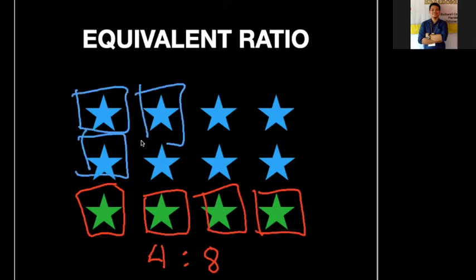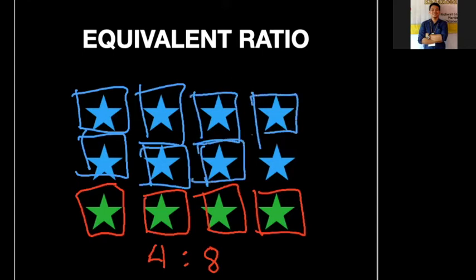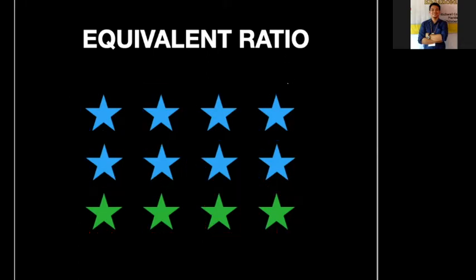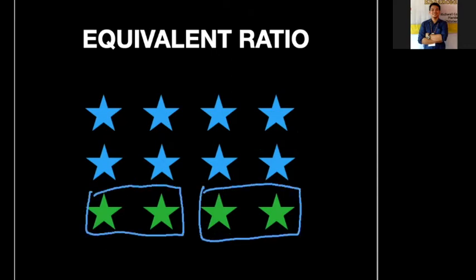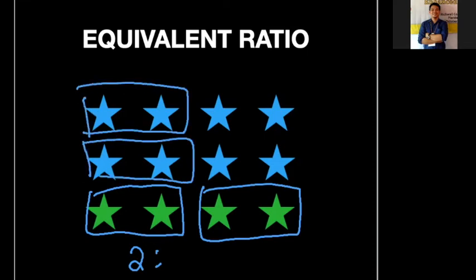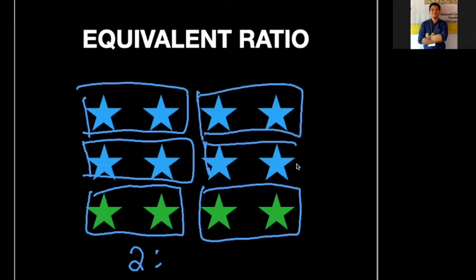Okay, so we can say that it can be represented as 4 is to 8. Aside from 4 is to 8, we can also represent this in groups of 2. So we can say that for the green, you can form 2 groups of 2. So for every 2 groups of 2 for green, there are... How many groups of 2 for blue? There are 4 groups of 2.